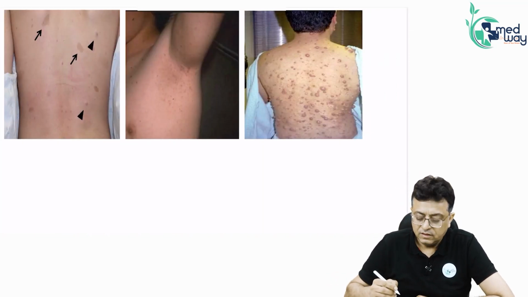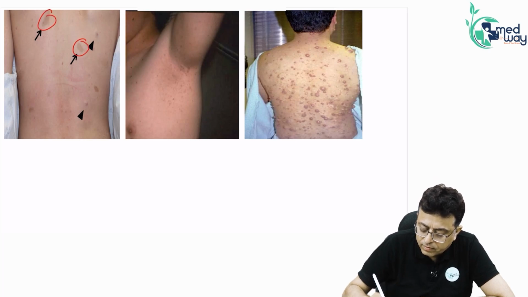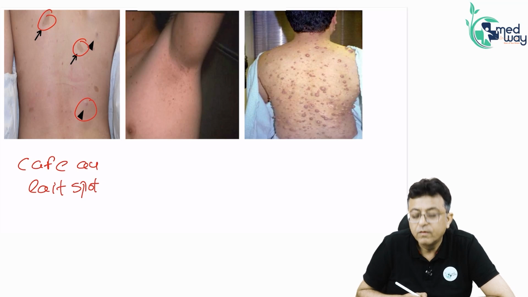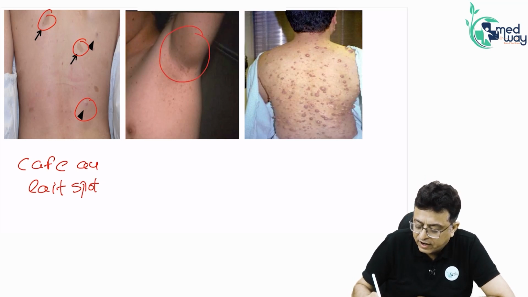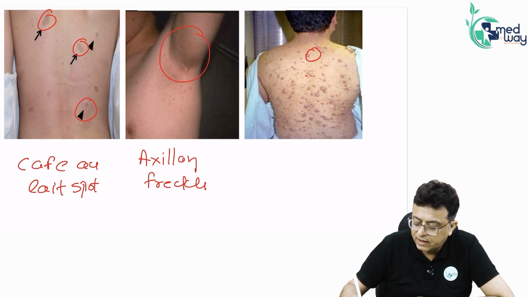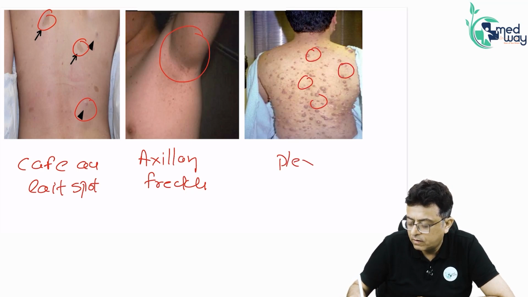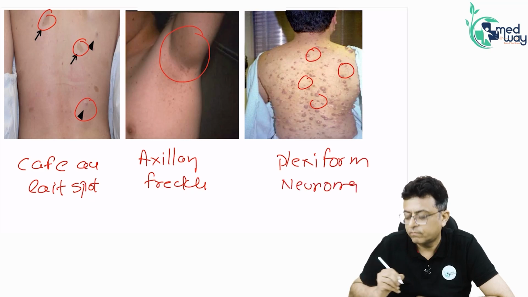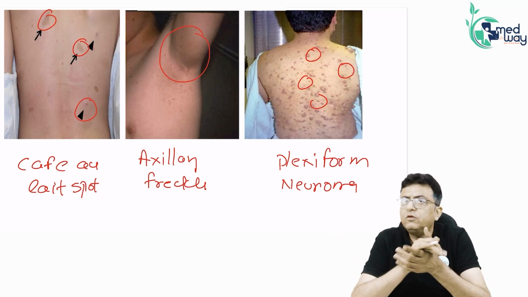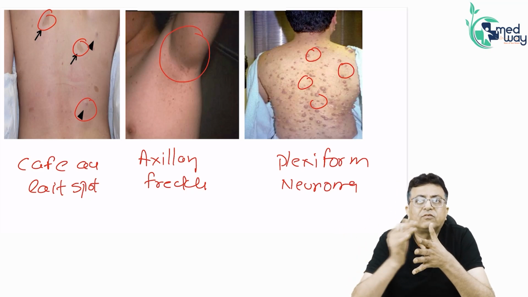See the diagram. These are the cafe-au-lait spots. This is axillary freckling. And this is thickened nerve, plexiform neuroma. So nowadays, the trend is image-based questions. So cafe-au-lait spot, axillary freckling, plexiform neuroma.